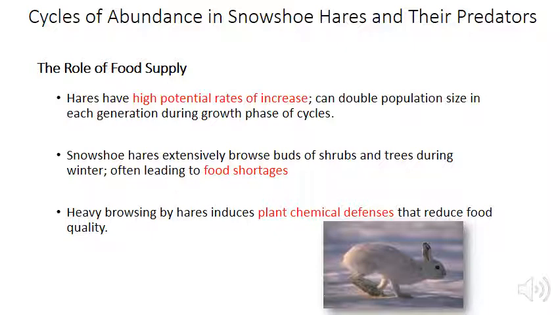So in the wintertime, these hares feed heavily on newly sprouted twigs and buds of understory shrubs and trees. But that high rate of increase means that often there are food shortages associated with really high rates of herbivory by these hares. In addition to food shortages, these hares can elicit induced plant chemical defenses in these plants. And what that does over time is reduce the food quality as well as quantity that's available to these hares.